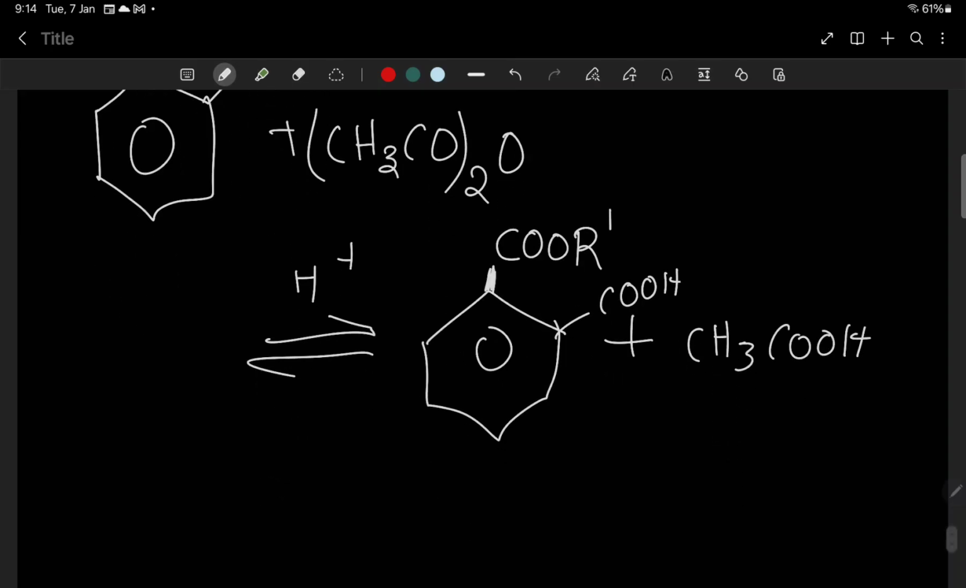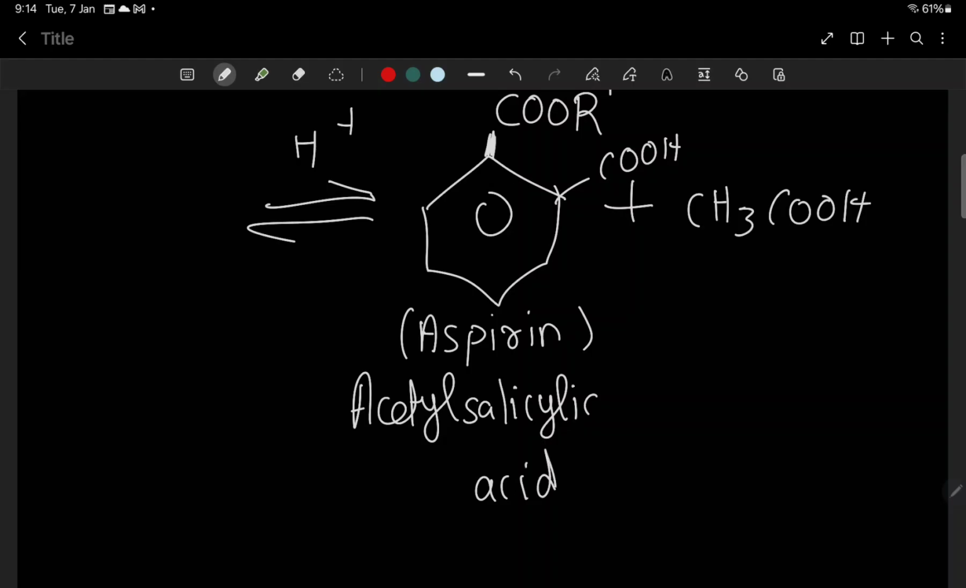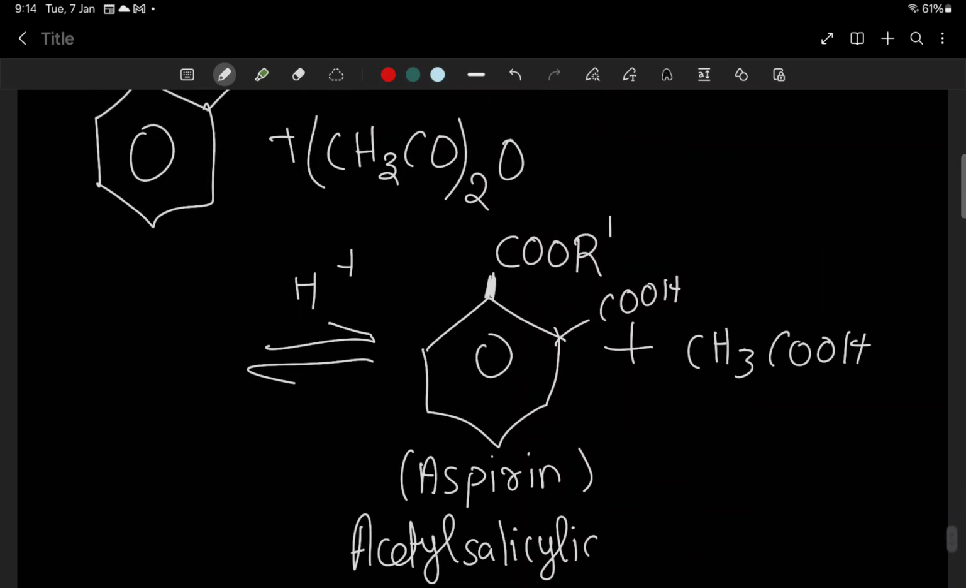This compound is called aspirin. This is very important. This aspirin is a very useful drug. The compound is named acetyl salicylic acid. Aspirin is something like paracetamol that we use as a painkiller. Okay. This is an important reaction.